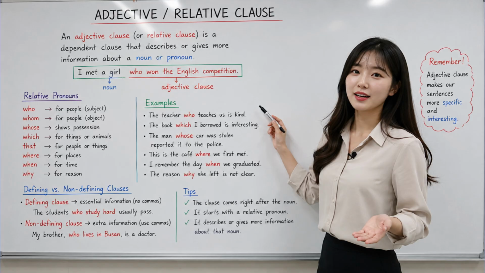Reduced adjective clauses are common in academic writing because they make sentences more concise.